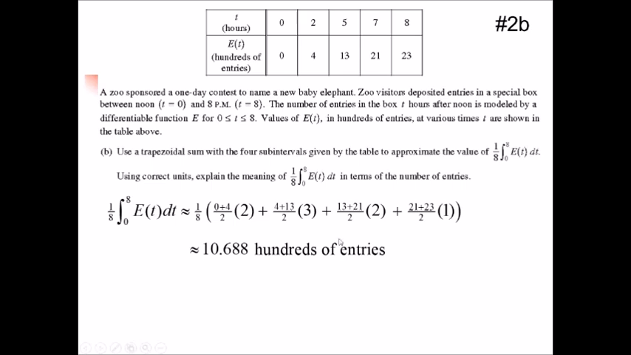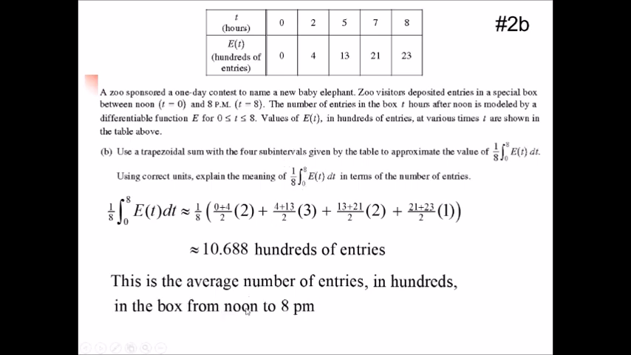Now, what did we just do? Well, what we were multiplying here, this 1/8, this was actually 1 over the interval length. When you do 1 over the interval length times an integral of something, you're essentially finding the average value. So this was the average number of entries in units of hundreds of entries over the time interval from noon to 8 p.m. or time 0 to time 8 hours.